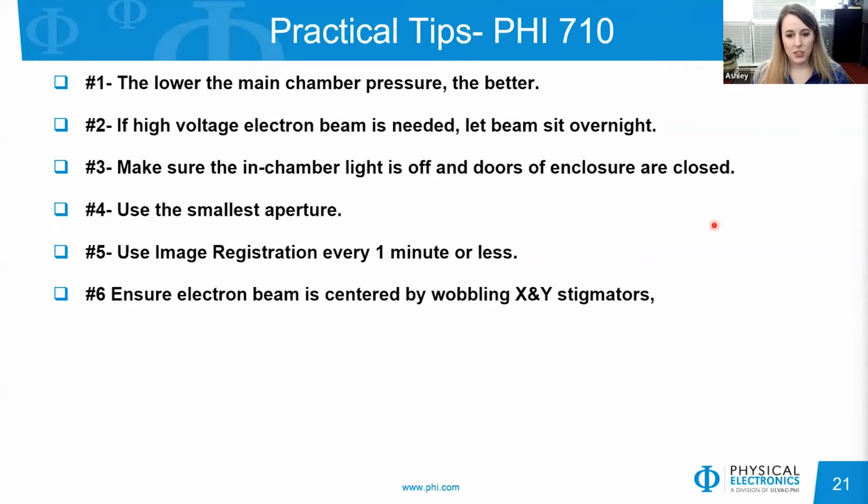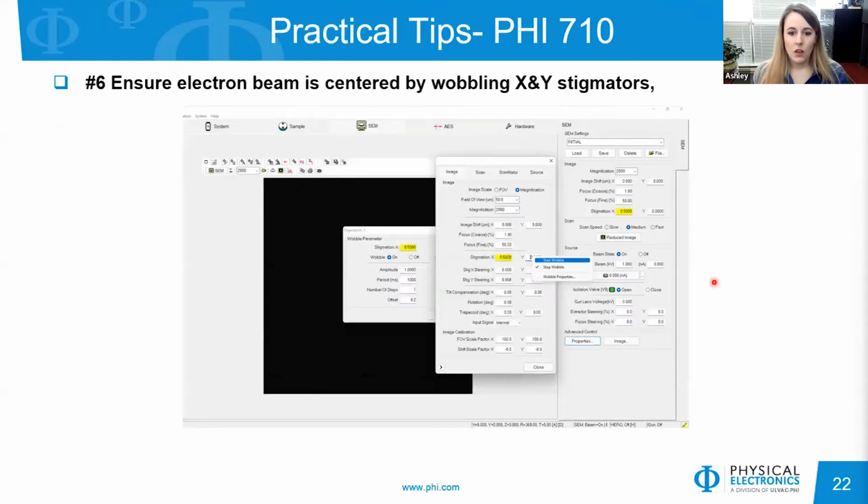My last practical tip for high magnification analysis is to ensure that the electron beam is centered by wobbling the X and Y stigmation. Of course, I'm sure we're all familiar with using the typical parameters, the focus, the stig X and stig Y, to focus the electron beam. But here's a screenshot of what it looks like to wobble the stigmation in the software.